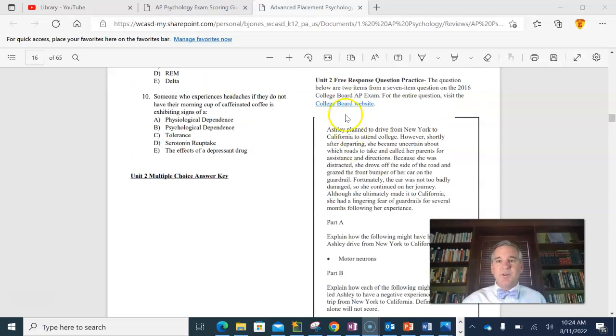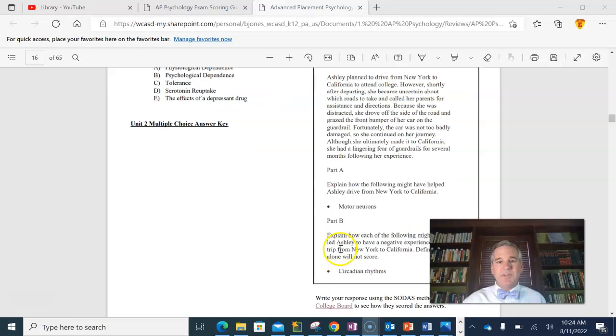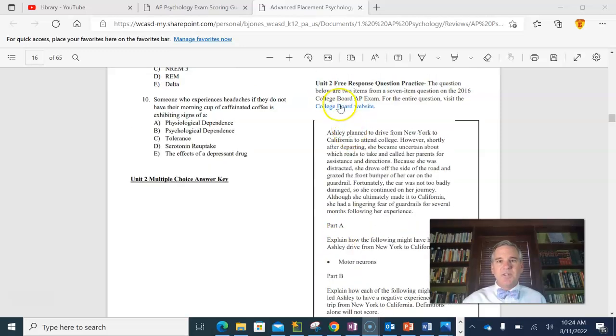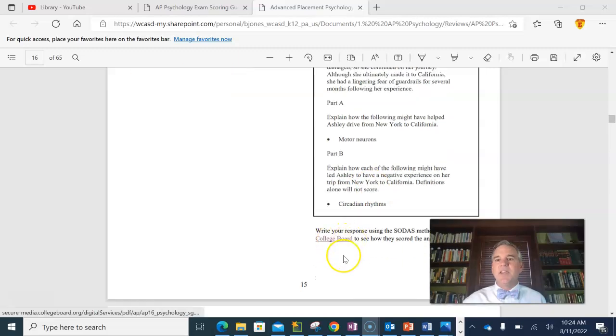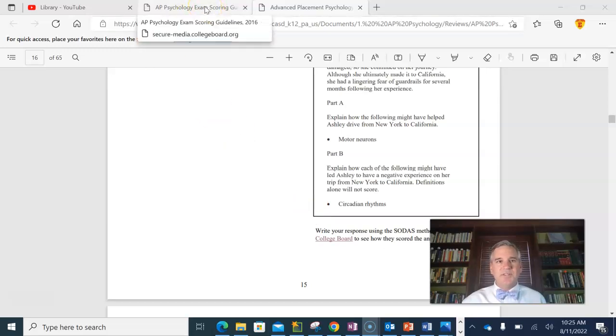What I also did is I put a link to the full question. So if you want to see the full question in addition to these 2, you can click on this. And then this down here is the rubric the College Board used to score you. And that's what I want to actually show you and start with: how does the College Board score these? Because it'll help us figure out the best strategies and how to write them.